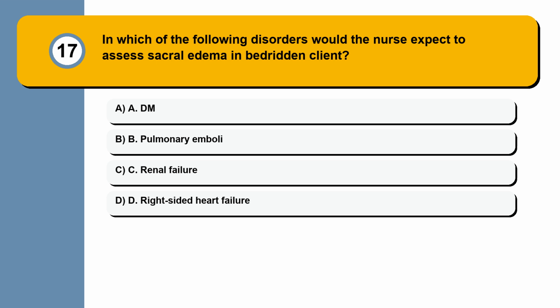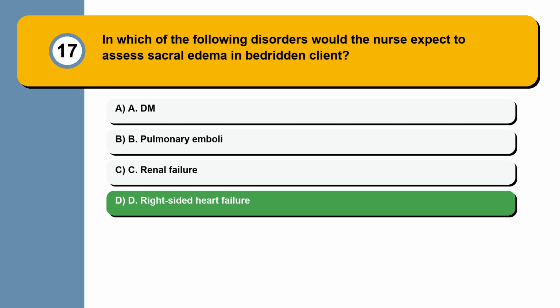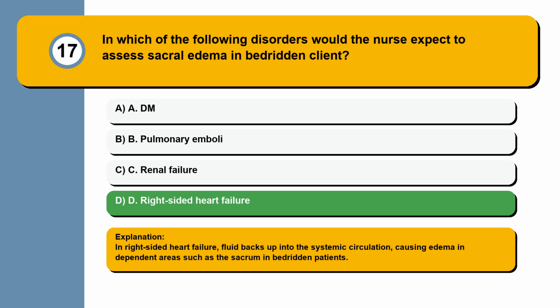Question 17. In which of the following disorders would the nurse expect to assess sacral edema in a bedridden client? A. DM. B. Pulmonary emboli. C. Renal failure. D. Right-sided heart failure. In right-sided heart failure, fluid backs up into the systemic circulation, causing edema in dependent areas such as the sacrum in bedridden patients.